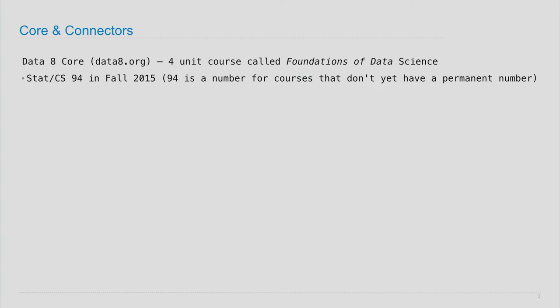We gave it a different numbering this semester, so if you're trying to track its history, it's very confusing. It's currently called STAT or CS 94. 94 is Berkeley's secret code for a course which does not yet have a number. Now it does have a number, which is exciting because we're through the full approval process for this course to persist semester after semester. So 8 is the permanent number.